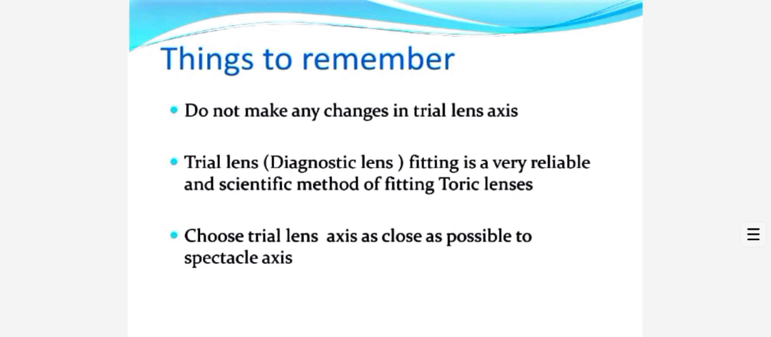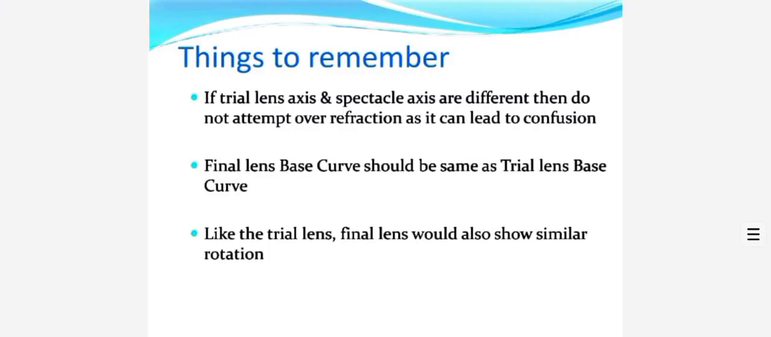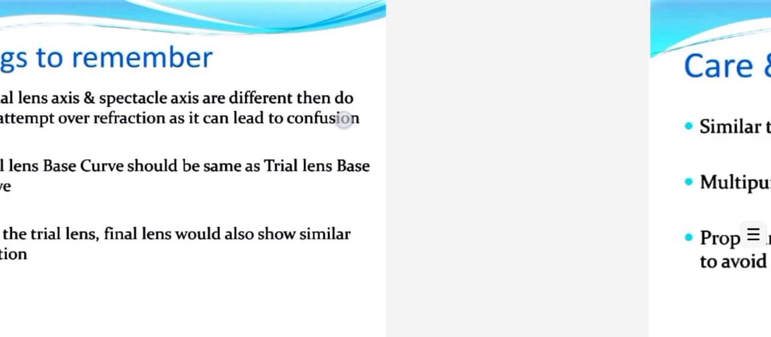This is just to be remembered: do not make any changes in the trial lens axis. Trial lens fitting is a very reasonable and scientific method to fit toric lenses. Choose the trial lens axis as close as possible to the spectacle lens. Things to remember: if the trial lens axis and spectacle axis are different, then do not attempt overcorrection as it can lead to confusion. Final lens base curve should be the same as the trial lens base curve. Like the trial lens, the final lens would also show similar rotation.